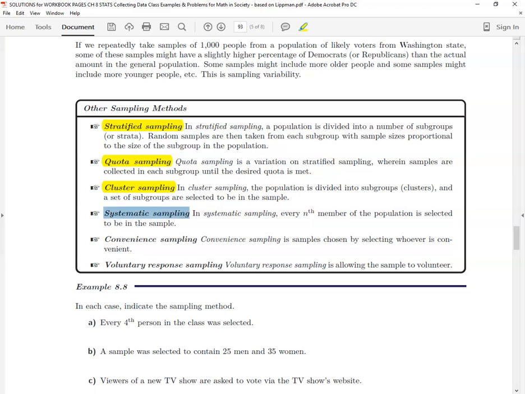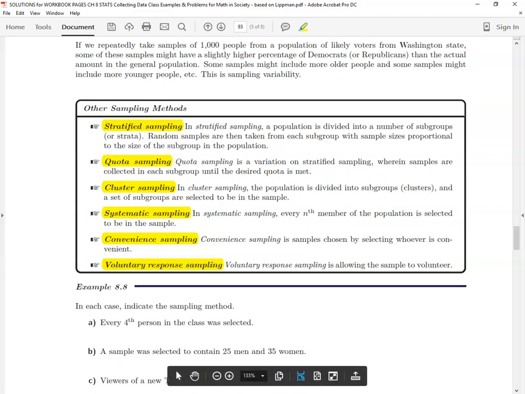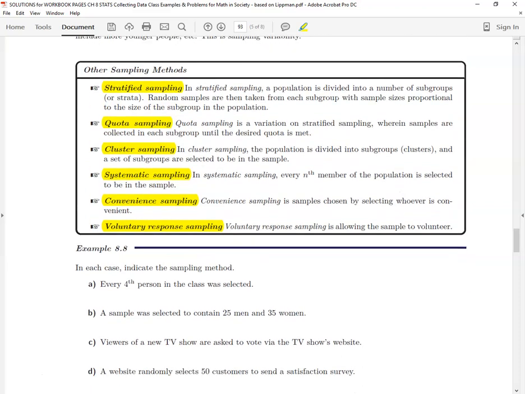Systematic sampling is when we do every third person down the line, like in the class, I would pick every third person on the roster. Convenient sampling would be something like I'm just asking people I have easy access to, like Facebook is typical. Voluntary response, we talked about that. It's allowing the sample to volunteer, so you don't know for sure if they'll even respond or respond accurately.